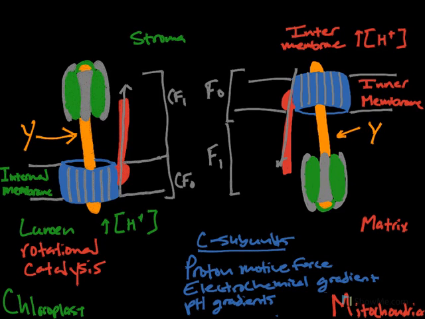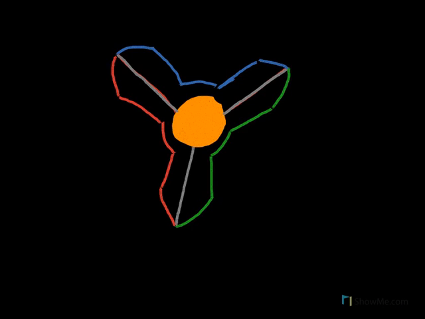So our F1 particle is made up of two different subunits. We have a beta subunit and an alpha subunit. The beta subunit is the actual catalytic site for our ATP formation. If we did a cross-section of the F1 particle, it would look a lot like this. This middle stalk would be our gamma stalk, and we have our three beta subunits, our three catalytic sites here.